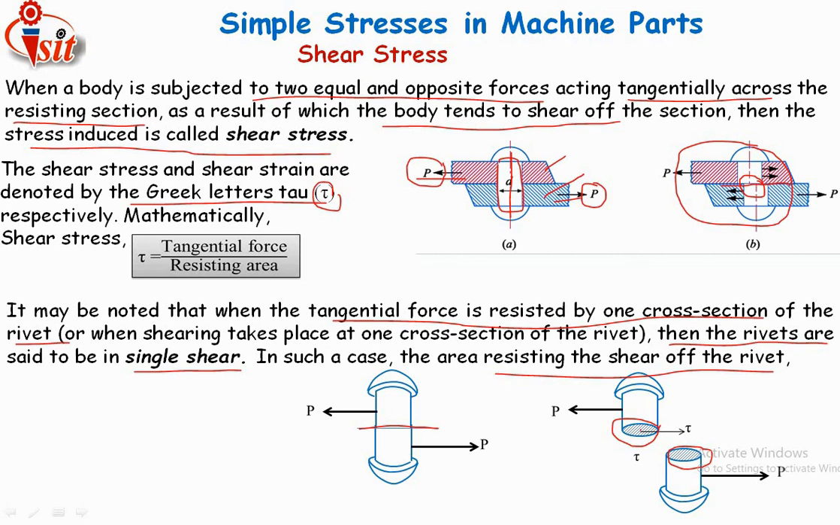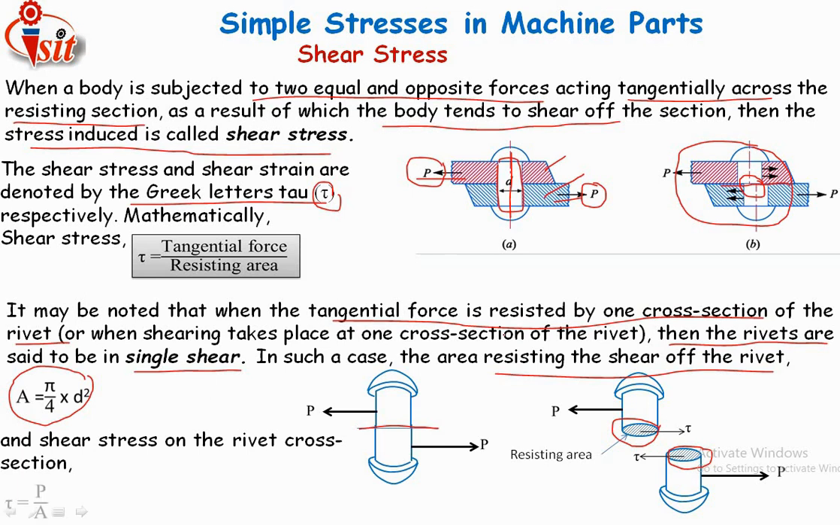In the last lecture, we have seen that the most important part is the resisting area. It is the cross-sectional area. So this is the diameter d. Now its cross-sectional area is the resisting area, and as we know, the area of the circular part is given as pi by 4 d square, having a diameter of small d.